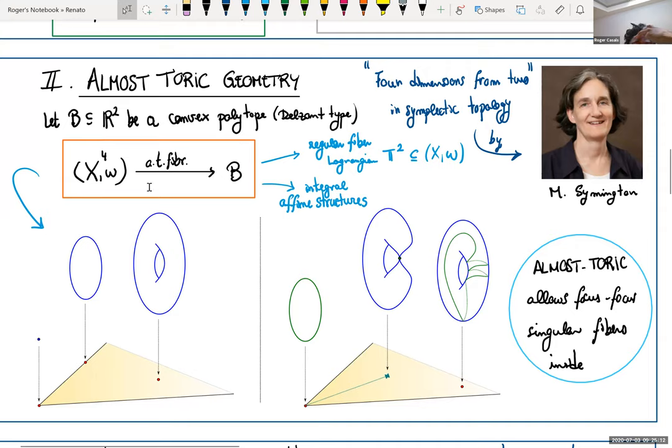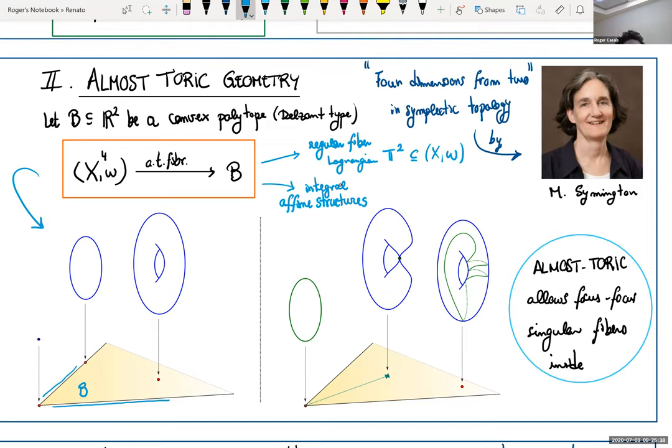So what is the picture that you want to have in mind? The picture is the following: your four-dimensional manifold is going to be a fibration over the base B. So here I've tried to draw what that picture looks like in my head. This is the base B. That's a subset of R2. The base has some boundaries. So this is a piece of the boundary. This is the other piece of the boundary.